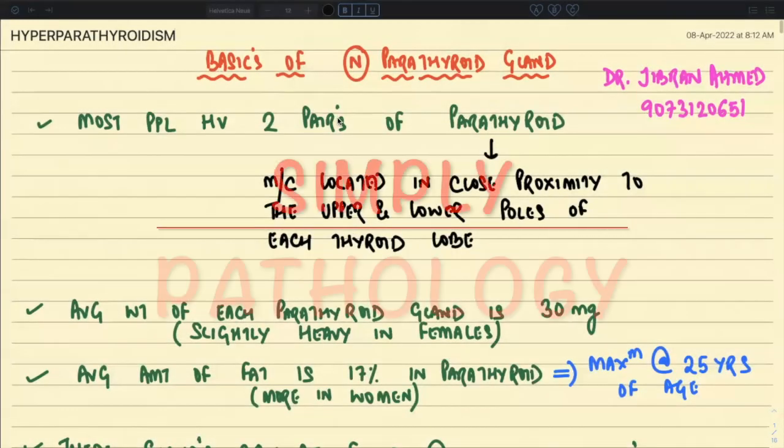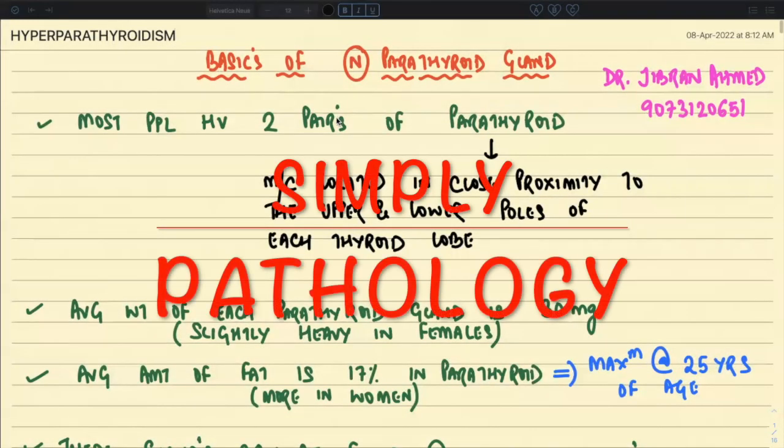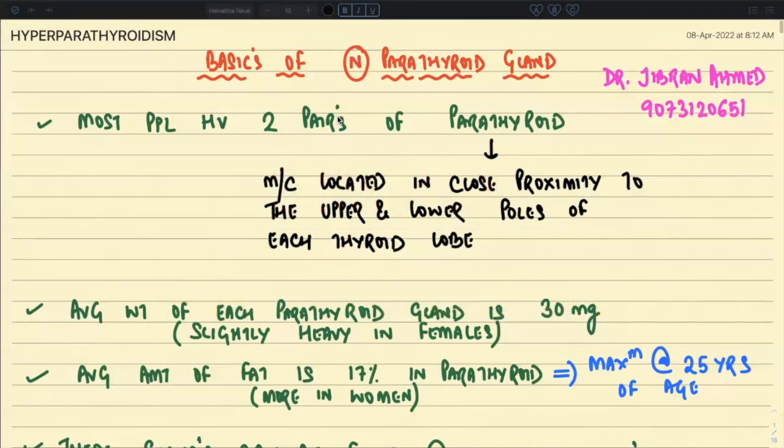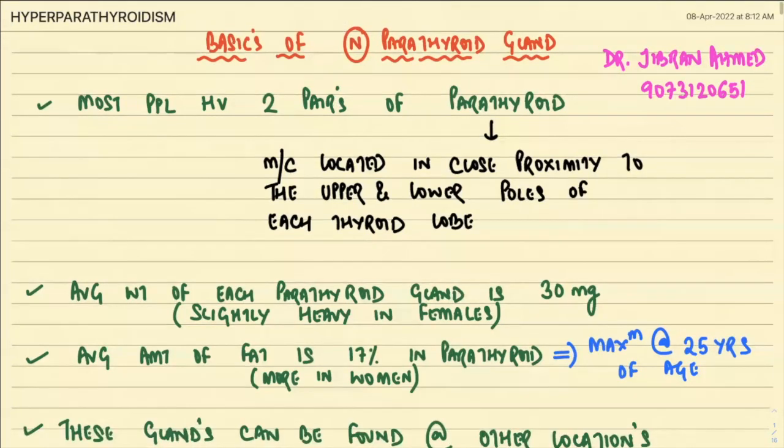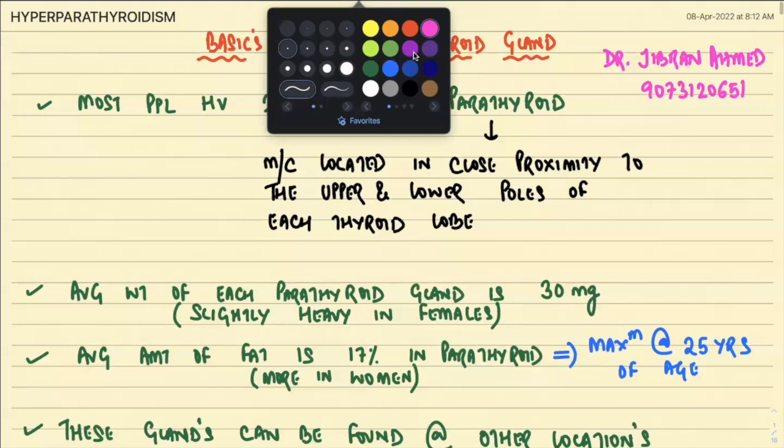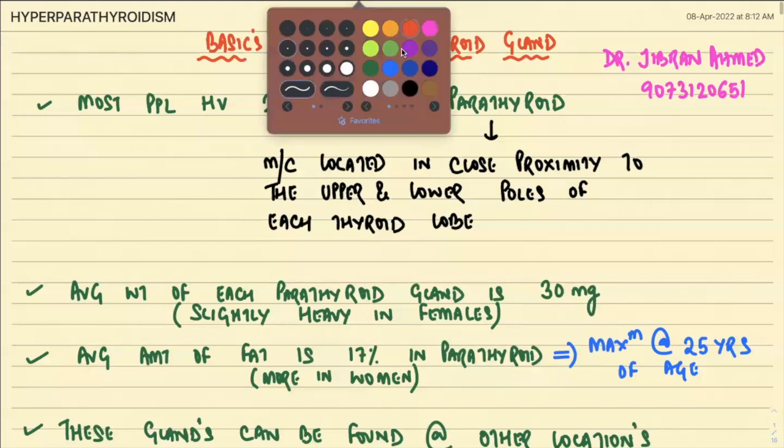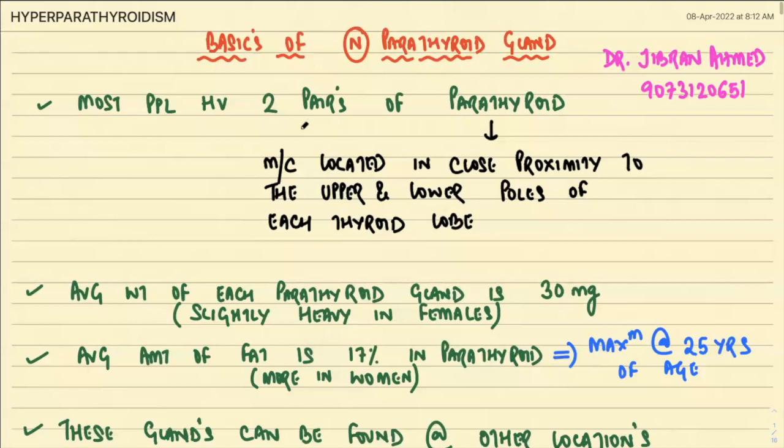Let us begin today's topic of discussion. Today, we are going to understand the basics of the parathyroid, and we are going to read in detail about hyperparathyroidism. So the very important thing over here is that most people have two pairs of parathyroid. That means we have 4 parathyroid in total. And what is the most common location of the parathyroid? It is most commonly located in very close proximity to the upper and lower poles of each thyroid lobe.